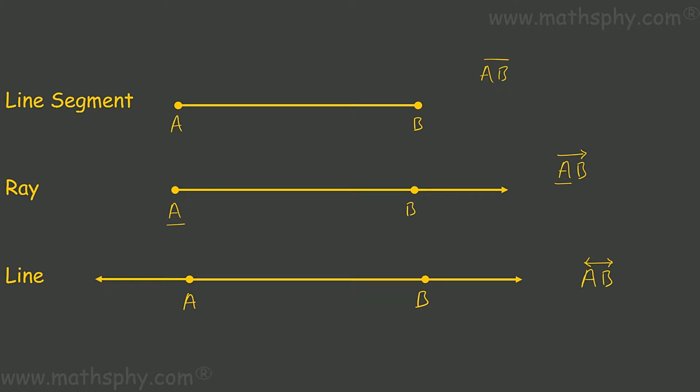In case of a ray, when I write AB and put this arrow here, it says it starts from A and goes into the direction of B. In place of that, if I write it as BA, it means I have this line segment starting from B and going into the direction of A. Then we write it as BA, starting from B, going into the direction of A.